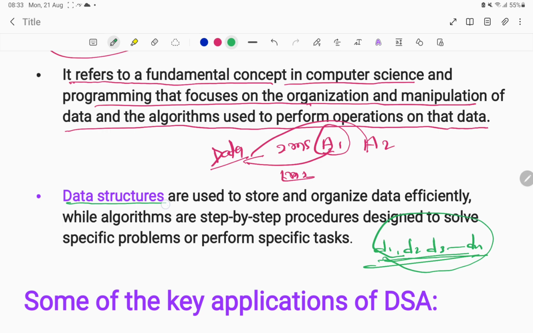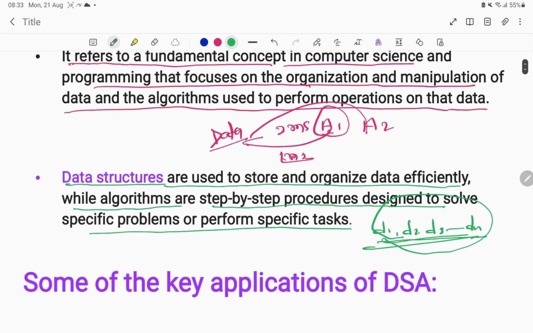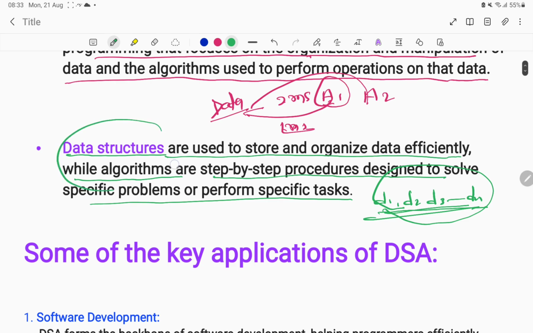Data structures are used to store and organize data efficiently, while algorithms are step-by-step procedures designed to solve specific problems and perform specific tasks. What does that mean? I'll explain that later, don't worry about it. Basically, data structure means we store the data in a format such that we take less time to retrieve it, like just 0.2 milliseconds.